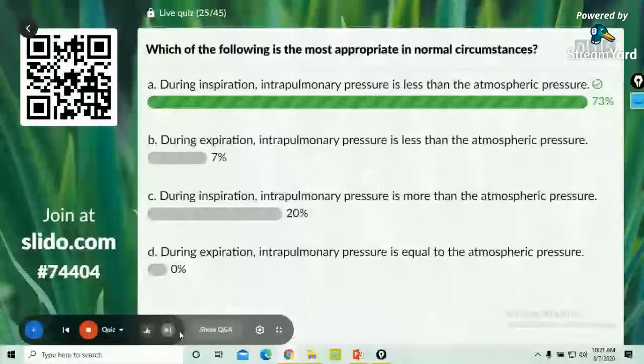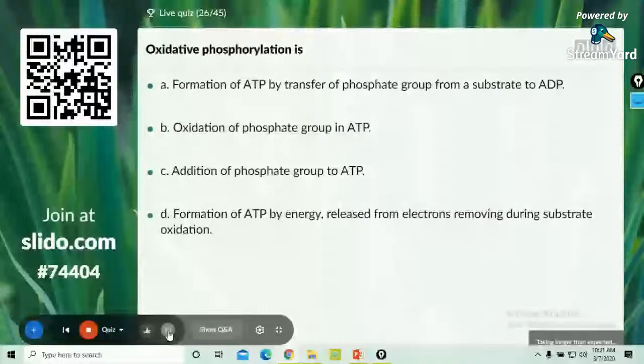Good. Repeated your question at least 25 times. Repeat your question. There is a problem with the quiz.